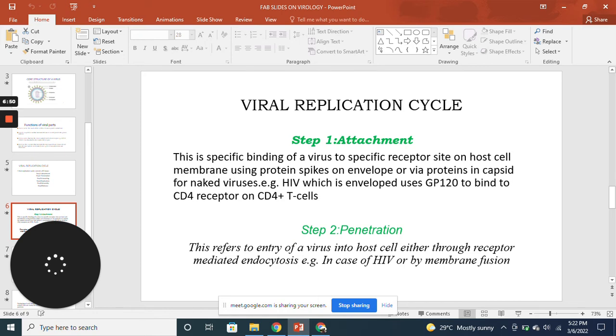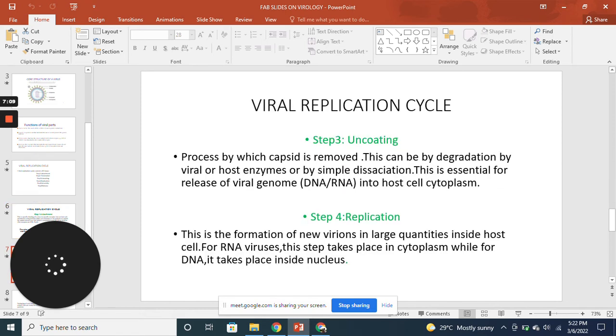Then our second step is penetration, which refers to the entry of a virus into the host cell. The entry of a virus into the host cell can occur through the following processes. One, it can occur by receptor-mediated endocytosis. For example, in the case of HIV, it can occur through that process. Then you also have the membrane fusion, whereby the membrane of the virus fuses with the membrane of the host cell.